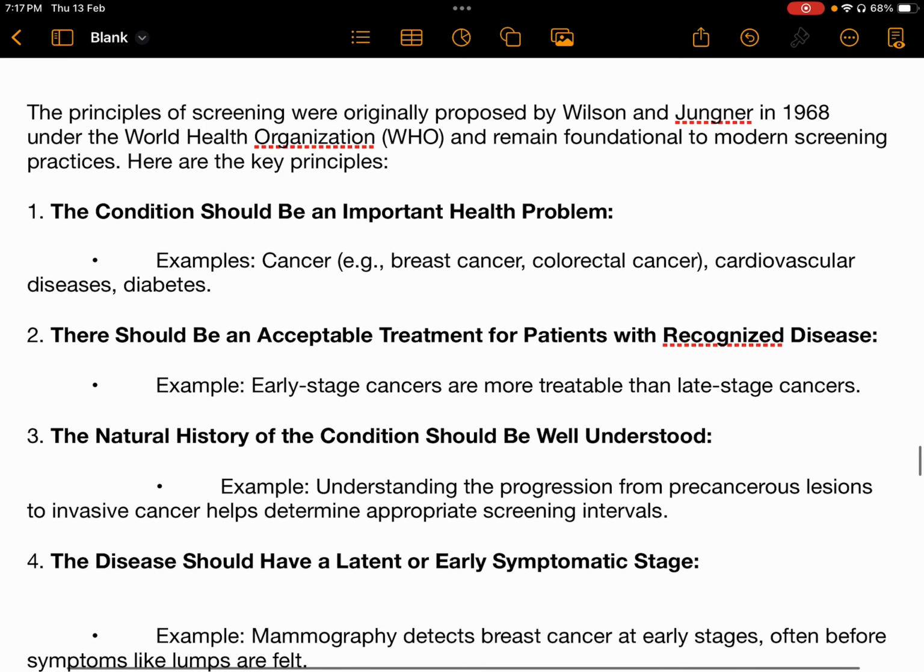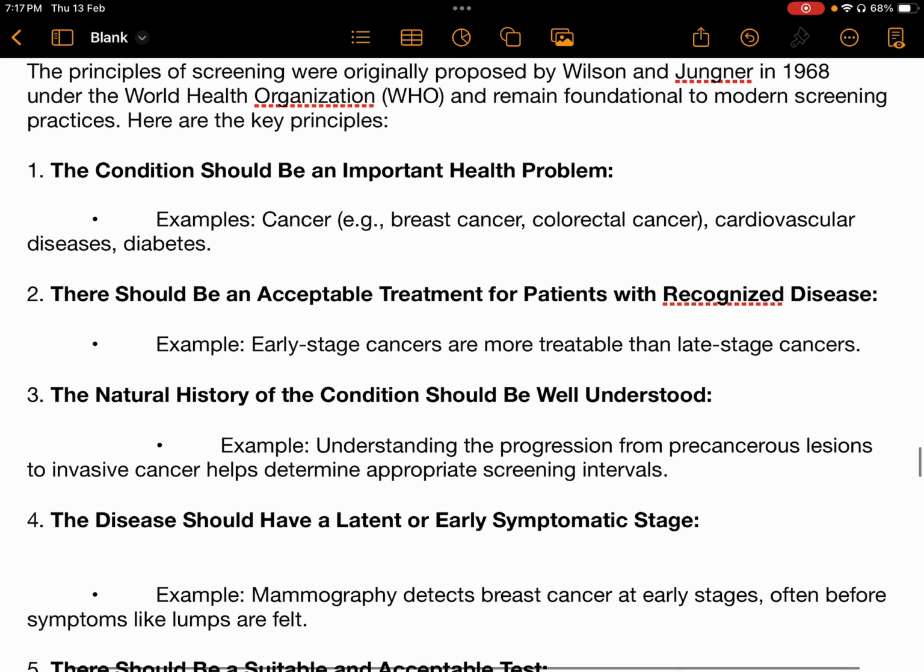Second principle: there should be an acceptable treatment for patients with recognized disease. There must be an effective treatment available that improves outcome if the condition is detected early. Early detection should lead to a better prognosis compared to treatment started later after symptoms develop. Example: early stage cancers are more treatable than late stage cancers.